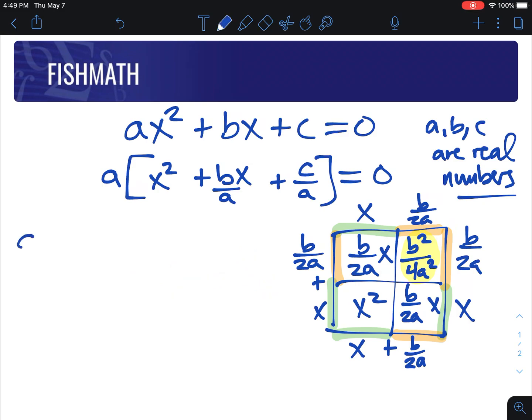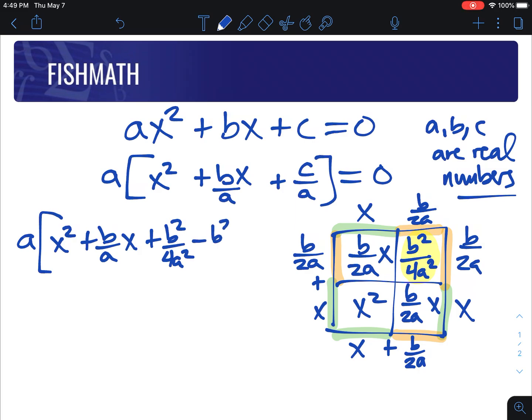So we're going to take that and add it in. So a on the outside here, x squared plus b over a x. We want to add in b squared over 4a squared, but we can't just add it in. You have to also subtract it in order to keep it equal to what it was at the beginning. And then don't forget there's still a c over a, and it's all equal to 0. Wow, that looks like a lot of fun to solve. Let's try and make it easier.